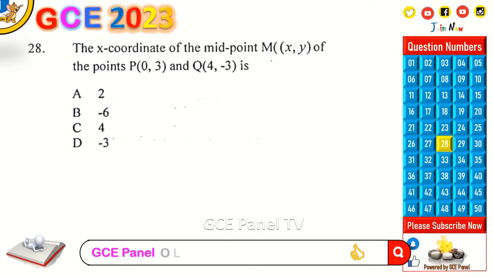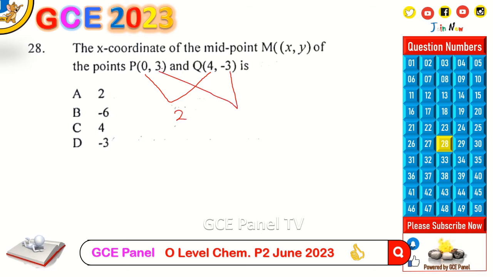The x-coordinate of the midpoint (x, y) of the points (0, 3) and (4, negative 3) is? What's the meaning of midpoint? Midpoint just means average: x average and y average. For the x average, you have 0 plus 4 divided by 2, which is 2. And for the y average, you have 3 plus negative 3 divided by 2. 3 plus negative 3 is 0, and 0 divided by 2 is 0. But what do they want here? The x-coordinate, just the x. So the answer will be 2.